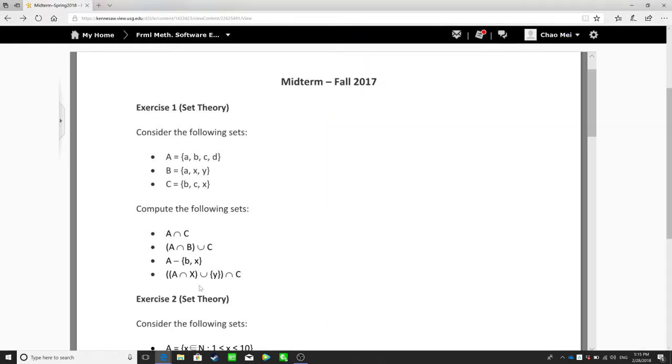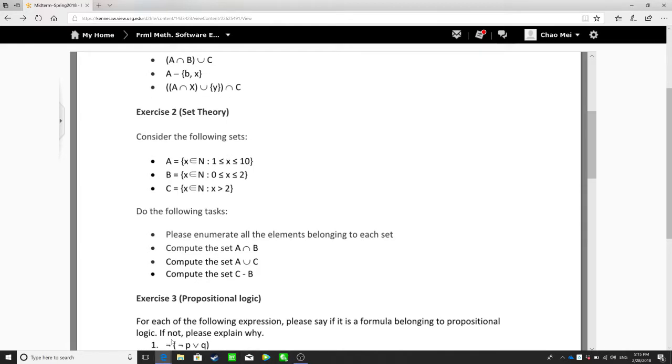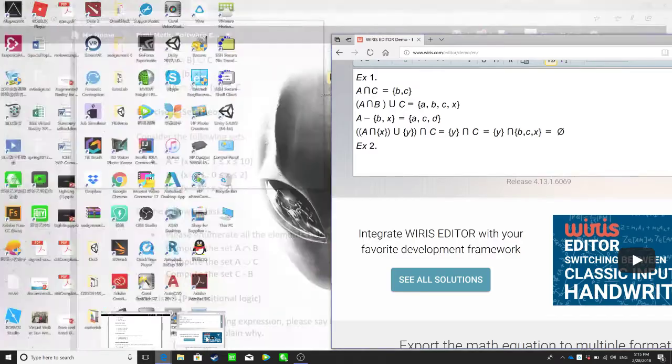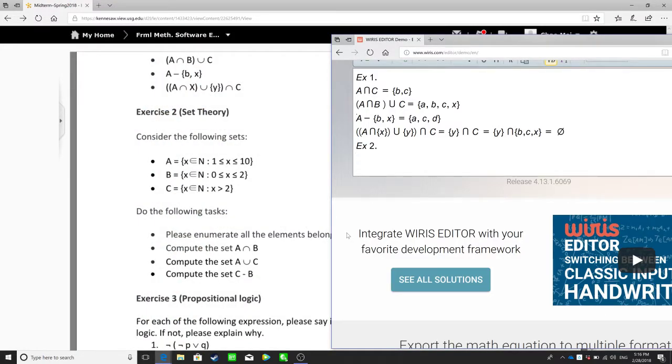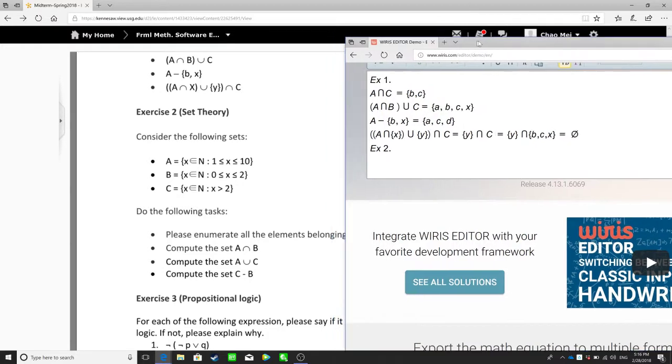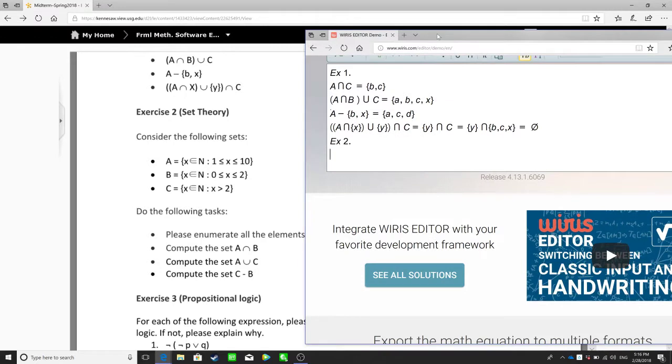First we have A, B, and C, which is described but not enumerated. So the first thing is to compute the intersection of A and B. Let's see, what is A? A is the natural numbers from 1 to 10. B is the natural numbers where x is greater or equal to 0 and less or equal to 2. So basically, A is 1, 2, 3, 4, 5, 6, 7, 8, 9, 10.